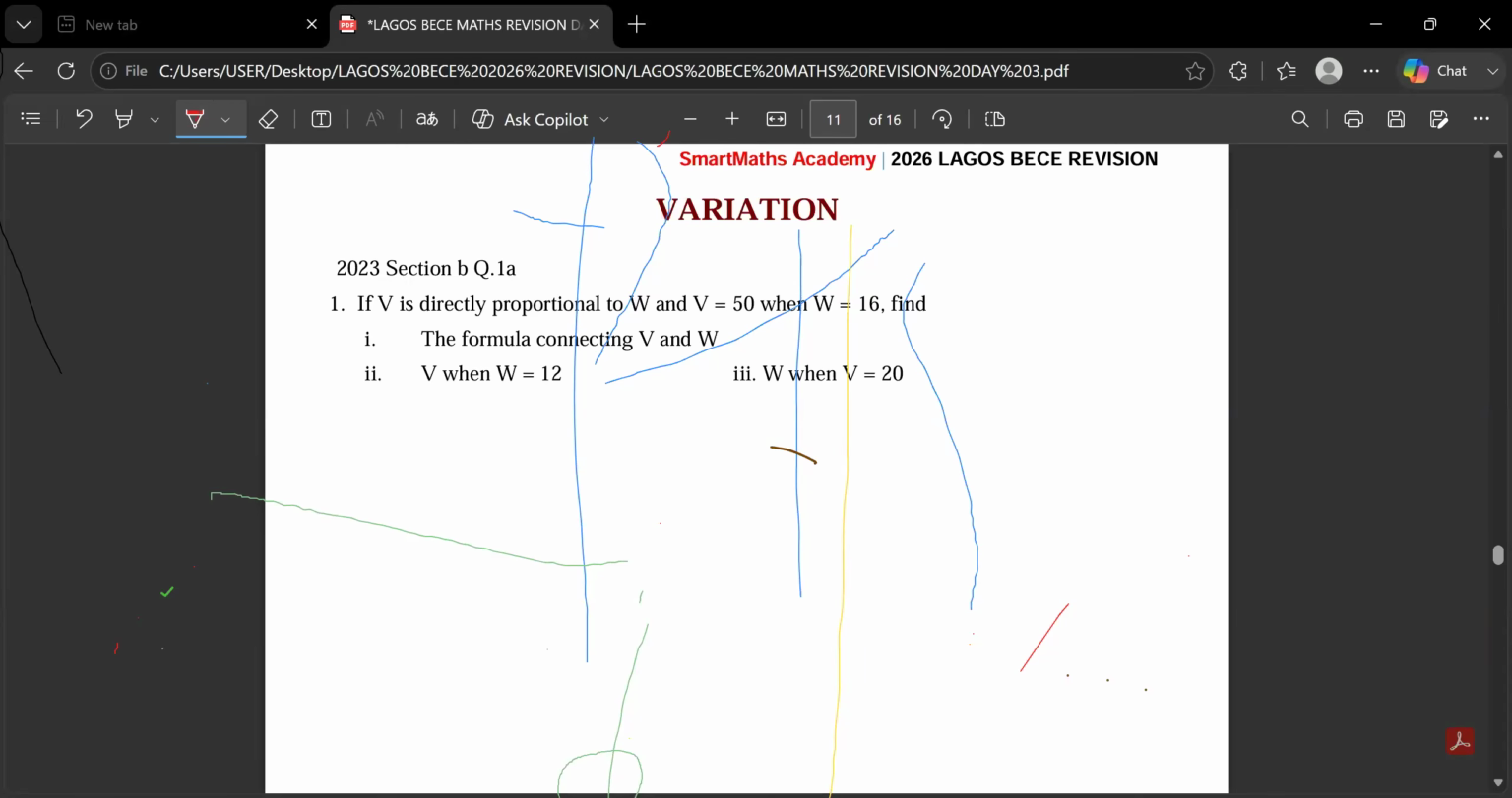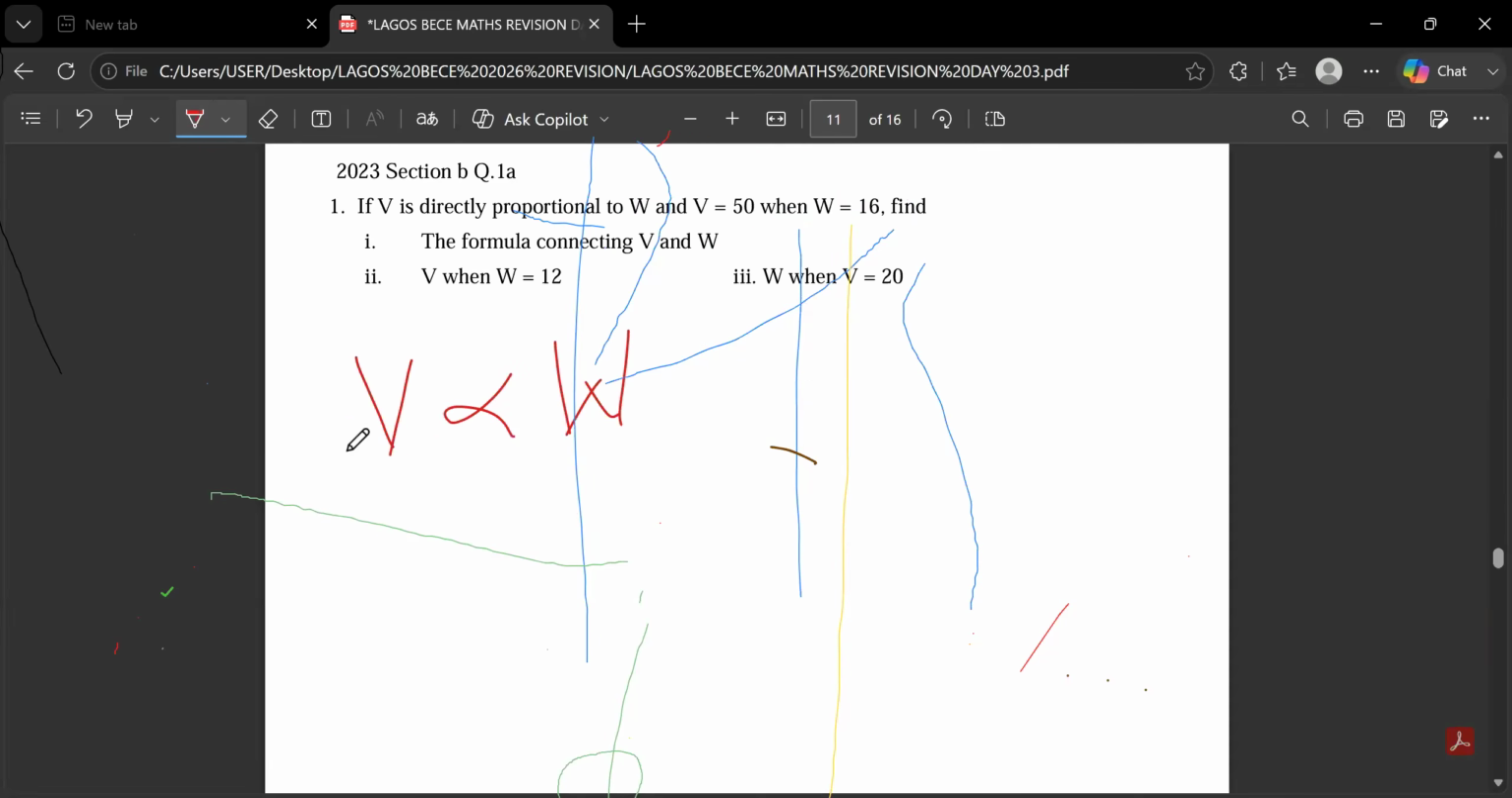So the way it works is this. It has its own symbol. Now the question says, if V varies, if V is directly proportional to W, sometimes it will be if V varies directly to W. So you write it V. The variation symbol is like this. It's like as you are canceling something. V is directly proportional to W. This is how you write it. Now I'm not going to read the rest. As we have it, V varies directly as W.